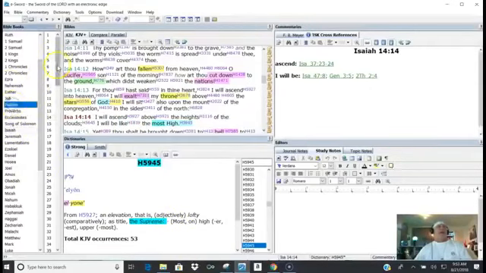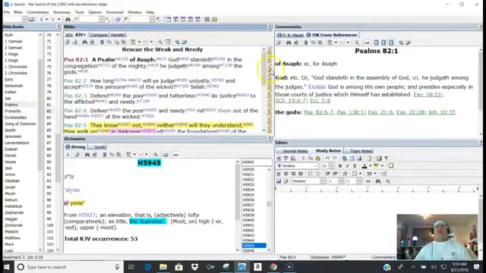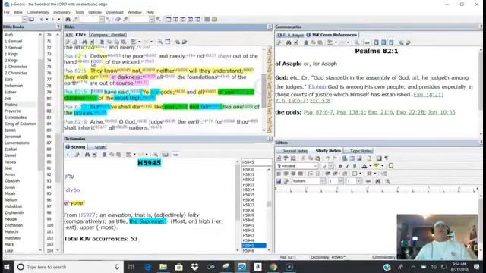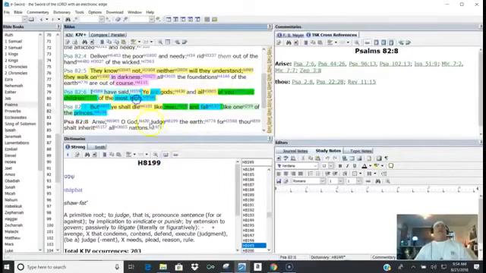Let's go to Psalm 82. Jesus said in John 10, do not your own scripture say you are gods? And if the word of God came unto them that are called gods, and the scriptures cannot be broken, that's what Jesus said. You are gods, you are all children of the Most High. Here it is, Psalm 82. Watch. They know not, neither will they understand. They walk on in darkness. All the foundations of the earth are out of course.